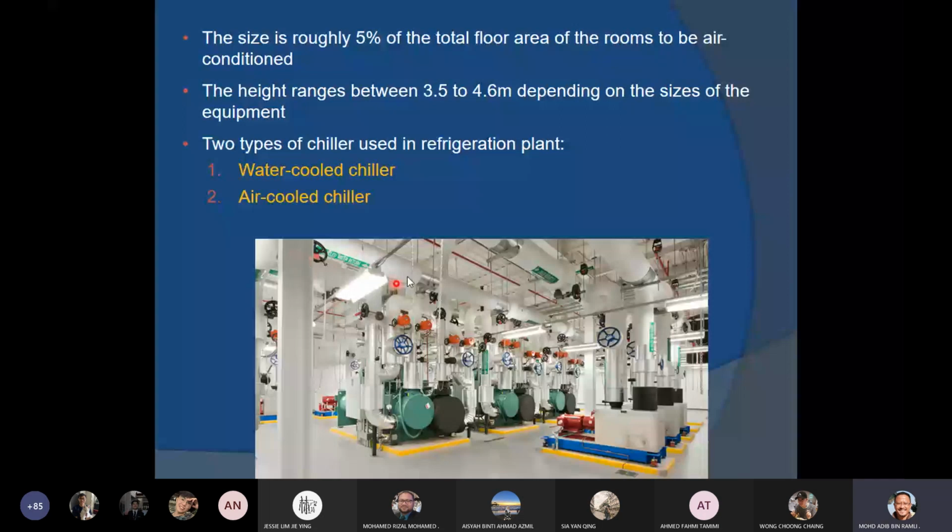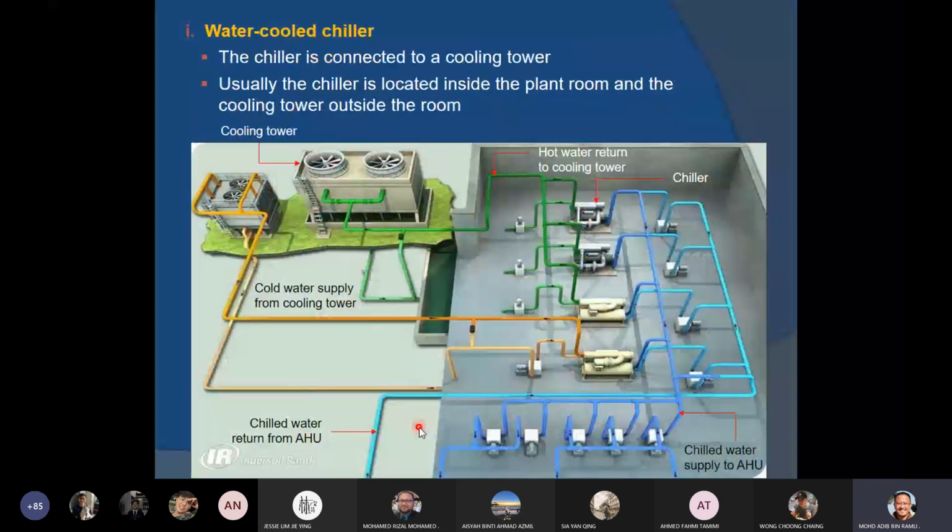There are 2 types of chiller used in the refrigeration plants. So this is the chiller. Basically, these 2 sets are called the chiller, the one that produces the cooling effect. The first type is water cooled chiller. The second one is air cooled chiller. In a water cooled chiller, the chiller is connected to a cooling tower. So whatever I have shown from the start, the one with a cooling tower, is using a water cooled chiller because it's connected to the cooling tower.